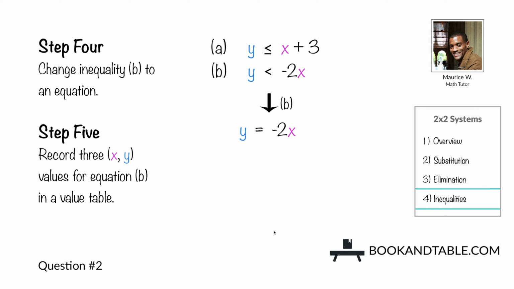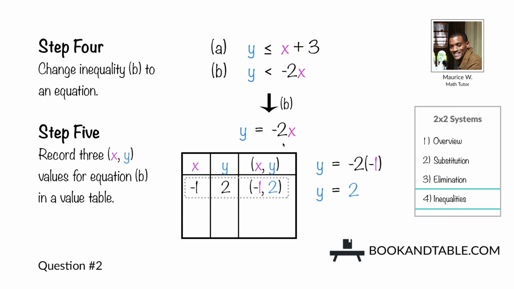So step 4, change inequality B to an equation. So you change the less than sign to an equal sign, giving us y is equal to negative 2x. And now step 5, record 3 xy values for equation B in a value table. So we first plug in negative 1 for x, and we get y is equal to negative 2 times negative 1, which is positive 2. So the first point in the value table is negative 1, 2.